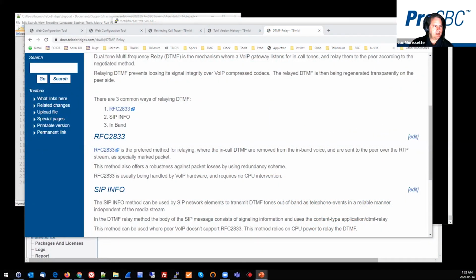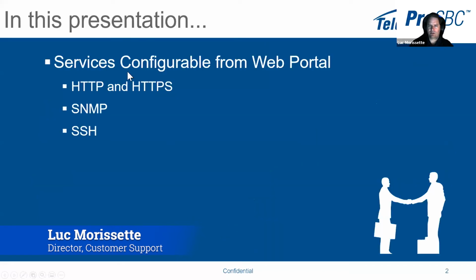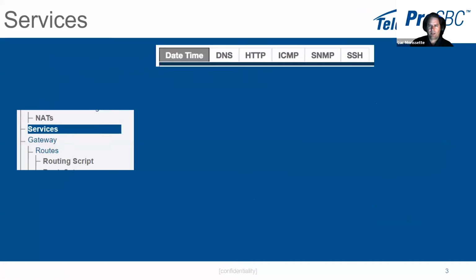Last part here is the SNMP and other small things I want to show you in services. So there's a services menu in the web portal, and this allows you to configure HTTPS, SSH, and SNMP. And the date and time, you see here, date and time.